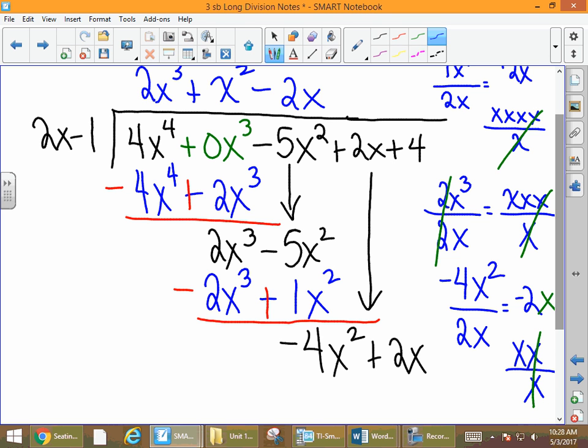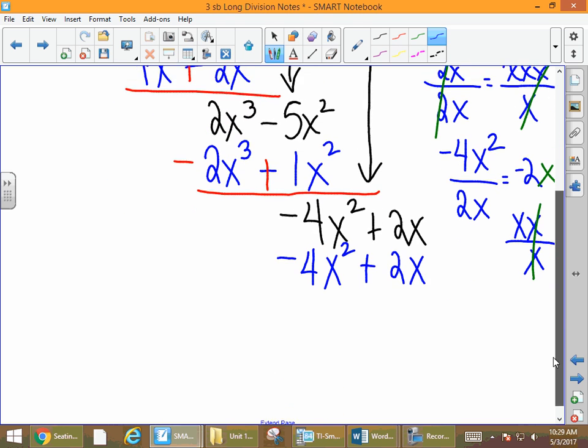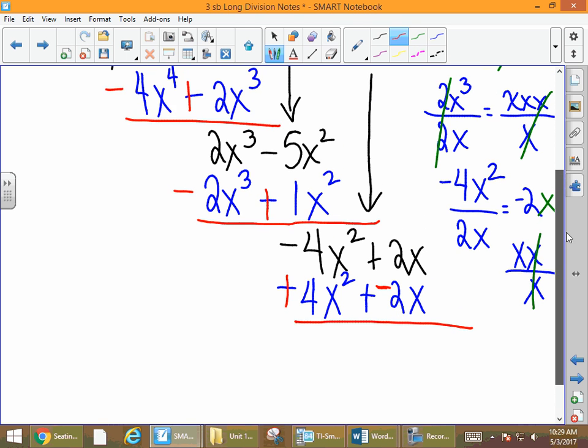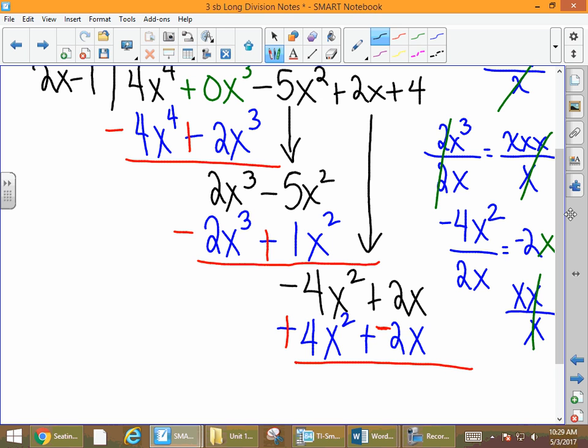Negative 2x times positive 2x is negative 4x squared. Negative 2x times negative 1 is positive 2x. Change both signs. What happens here is that negative 4x squared cancels out with the positive 4x squared, but 2x plus a negative 2x also cancels out. So I hesitate to write the 0 here, but everything cancels out there.